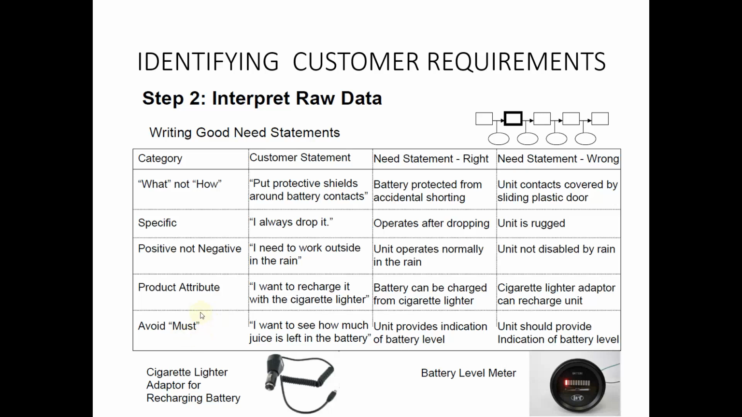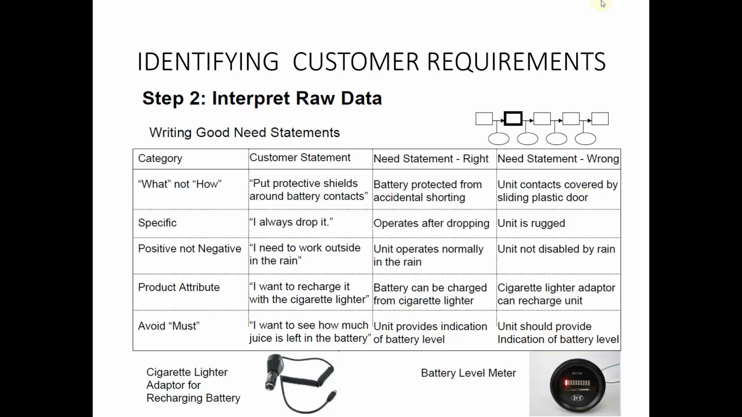Then while writing problem statements, avoid the usage of must. Now this is the customer statement: I want to see how much juice is left in the battery. That is, how much charge is left in the battery. So the correct statement is, unit provides indication of the battery level. And the wrong statement is, unit should provide indication of battery level. Should, must, all these words should be avoided in a problem statement.